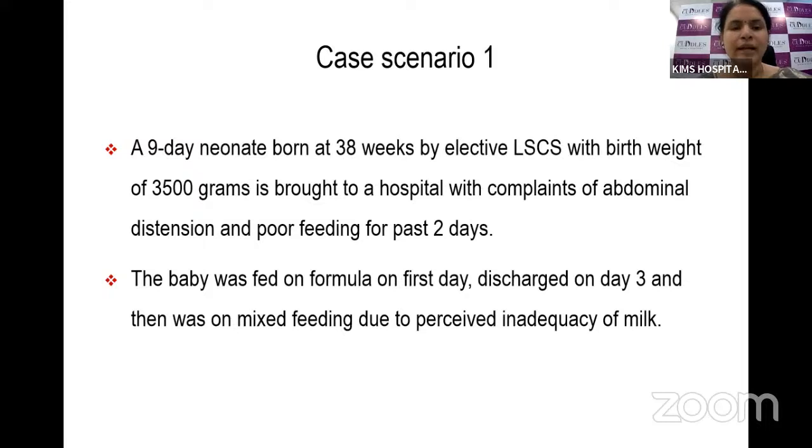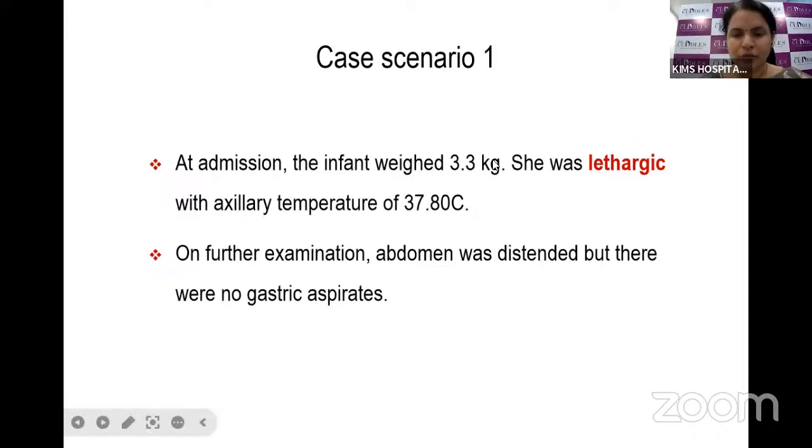The first case is a 9-day-old newborn who is born at 38 weeks of gestation by elective cesarean section with a birth weight of 3,500 grams. The baby is brought to the hospital with complaints of abdominal distension and poor feeding for the last 2 days. This baby was fed on formula on day 1, discharged on day 3 from the hospital, and subsequently has been on breastfeeding as well as formula feeding because the mother perceived inadequate milk supply. So the baby presents to us on day 9 with an admission weight of 3,300 grams, which is 200 grams less than the birth weight.